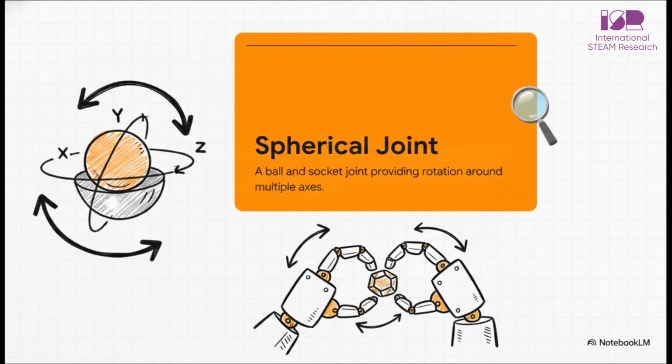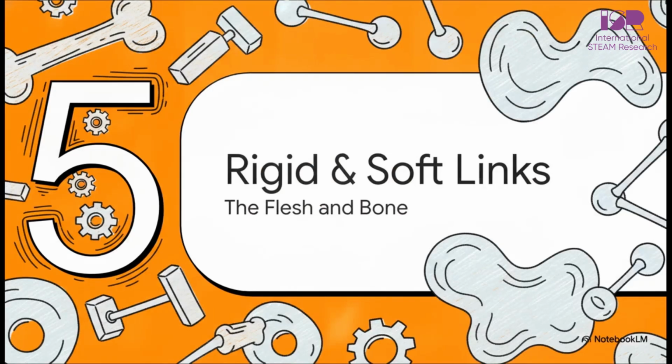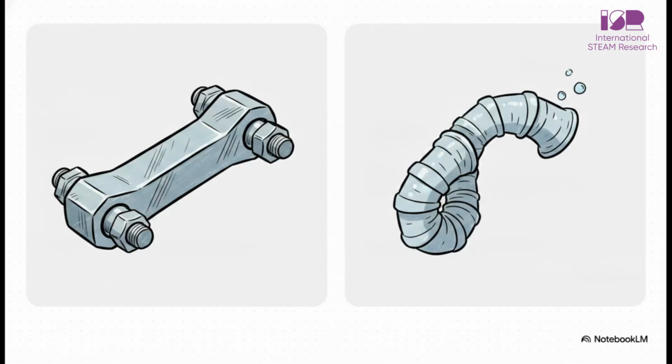And that brings us to our final stop, Section 5, rigid and soft links. Okay, so we have our dimensions, our motion types, and our joints. Now let's explore the actual flesh and bone that will cover our robot's joints and interact with the physical world. The links are the segments between the joints, and they fall into 2 main categories. First, rigid links. These are solid, inflexible, and typically metallic. You use these when you need absolute stability, high precision, and extreme repeatability for highly controlled movements.